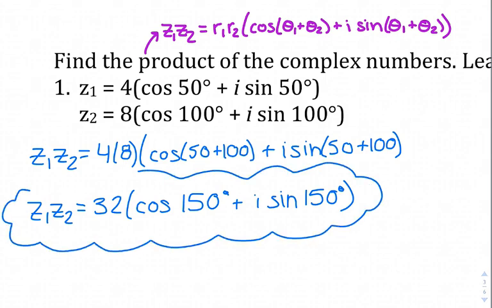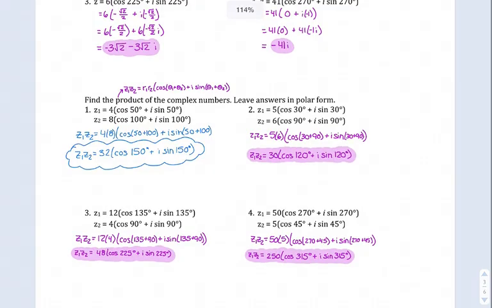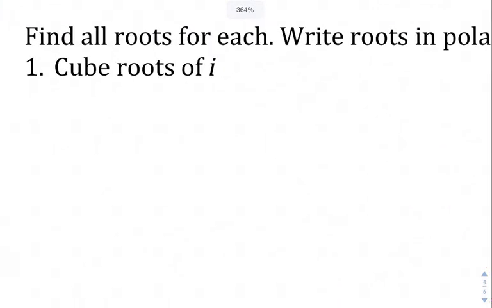So product is pretty straightforward. You multiply your r values and add your thetas. So there's 3 more just like that. So try those. And then you can move on to the next part, which is finding all the roots. So if I ask you to find the roots, this time it says write in polar form. Remember, when we find roots, we have to start in polar form. So this says find the cube roots of i.